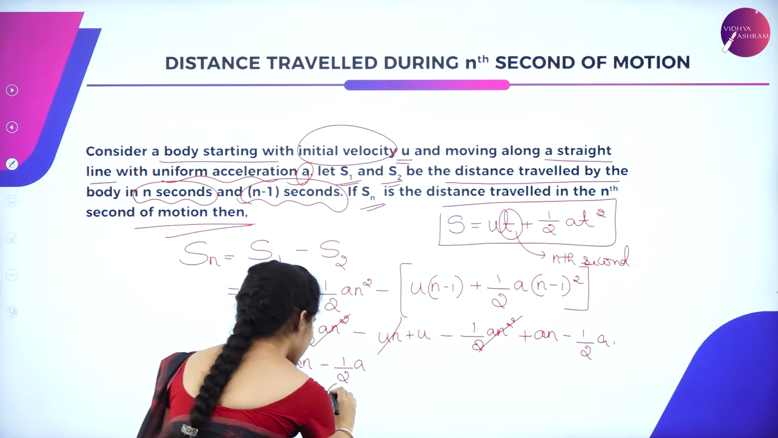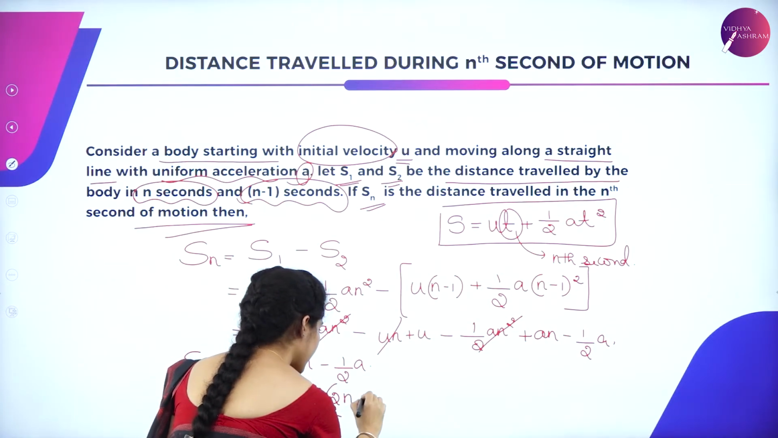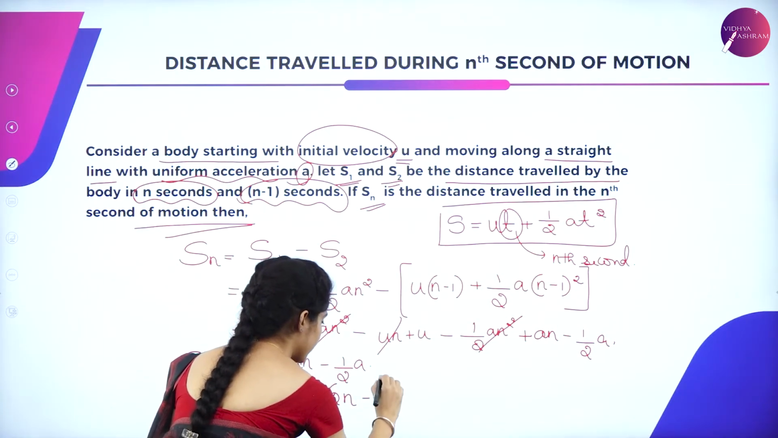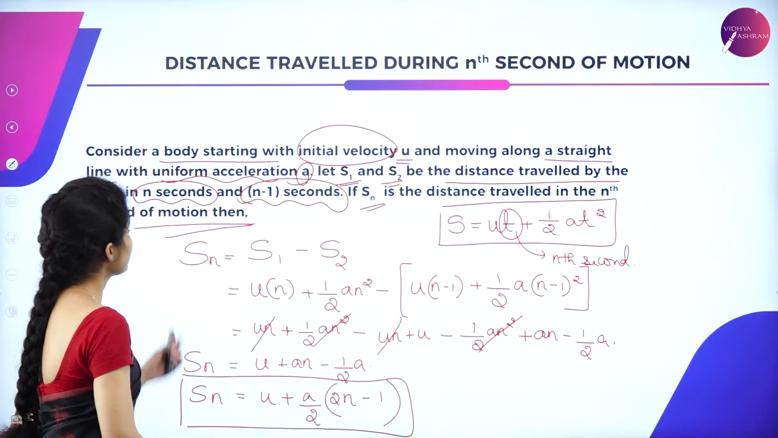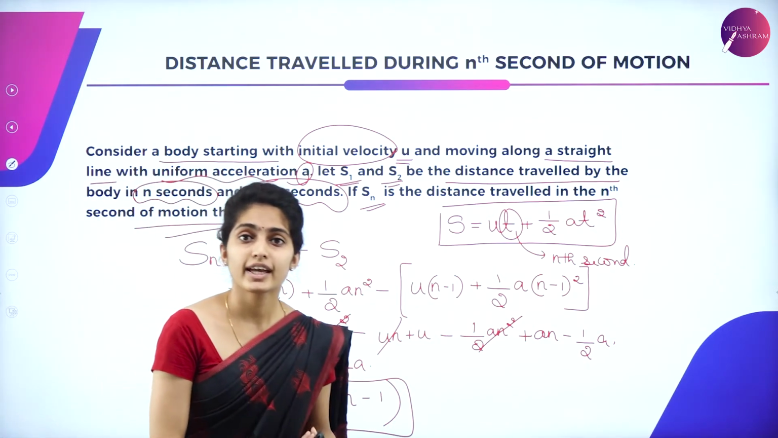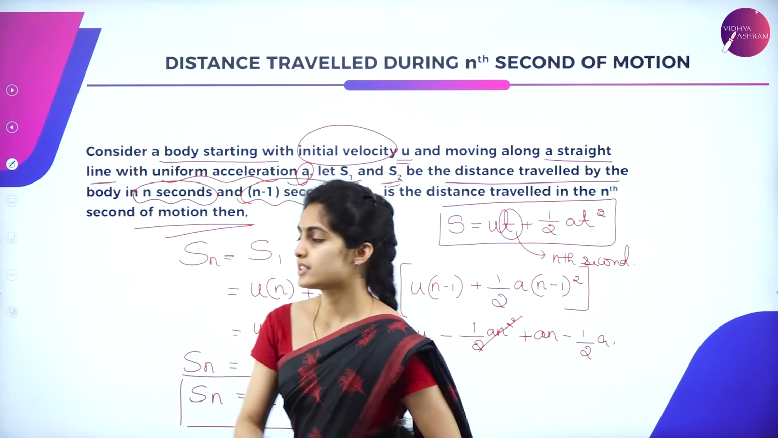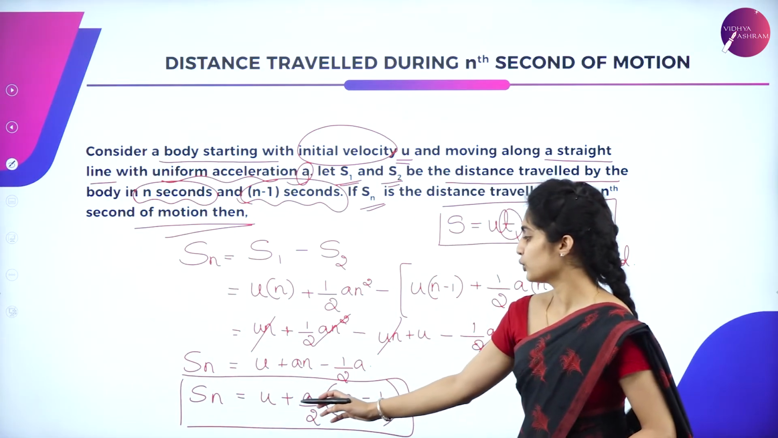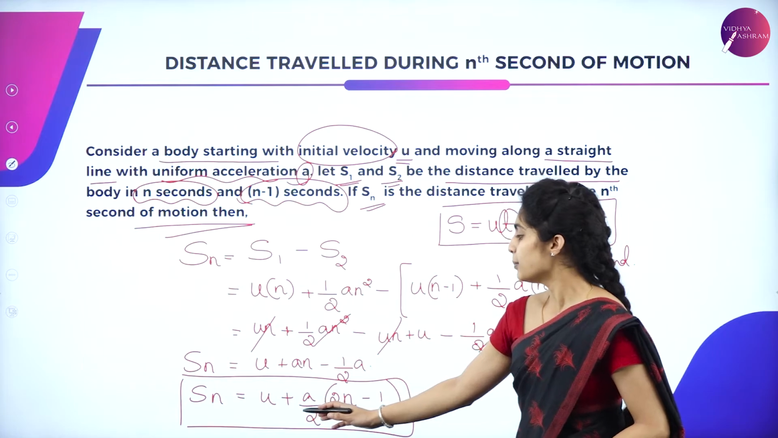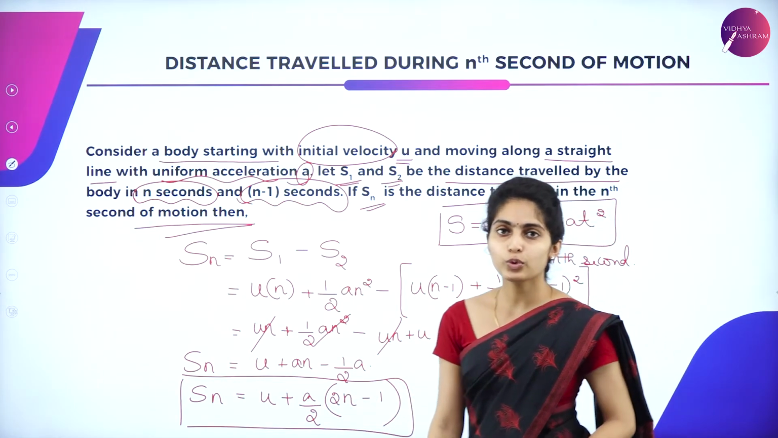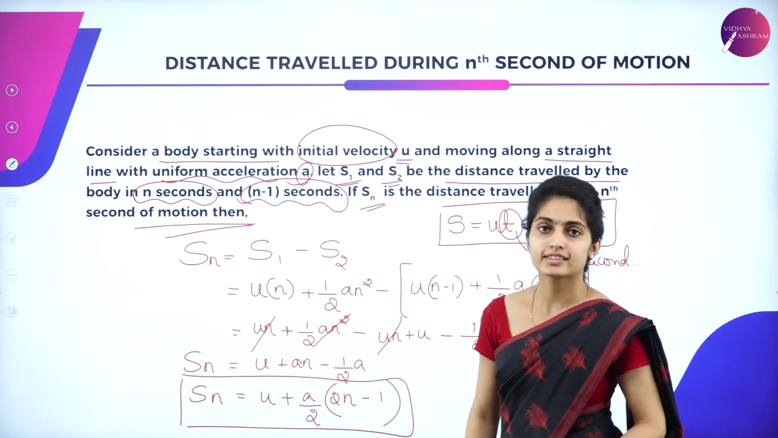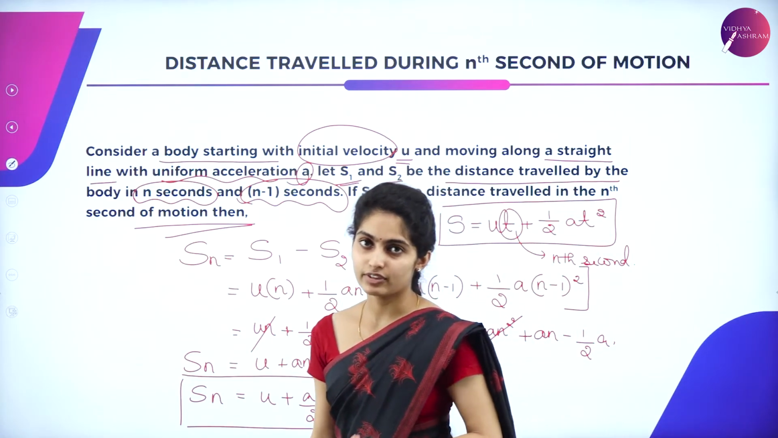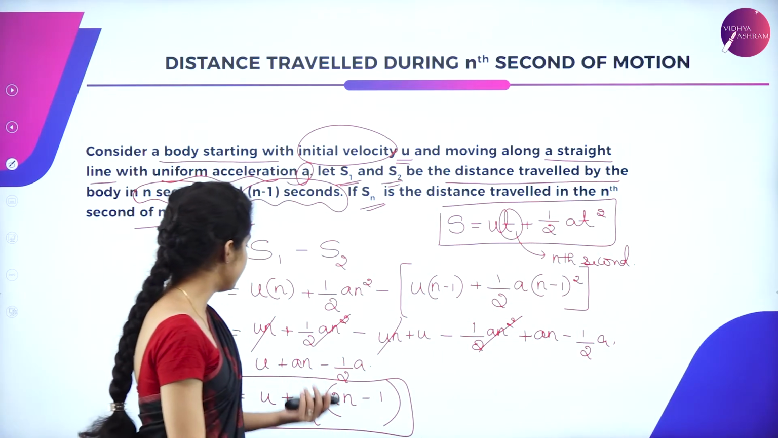into 2n minus 1. So this is the equation for Sn, that is the distance travelled during the nth second of motion. What is the equation? Sn is equal to u, that is the initial velocity, plus a by 2 into 2n minus 1, where a is the acceleration and n is the nth second, whichever it is taking up to travel.